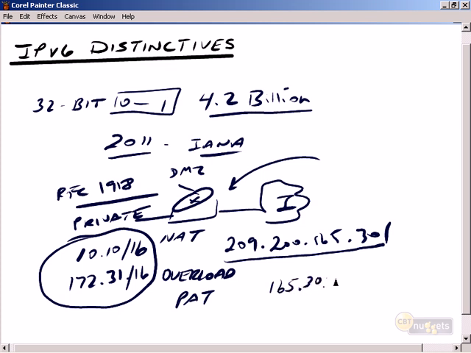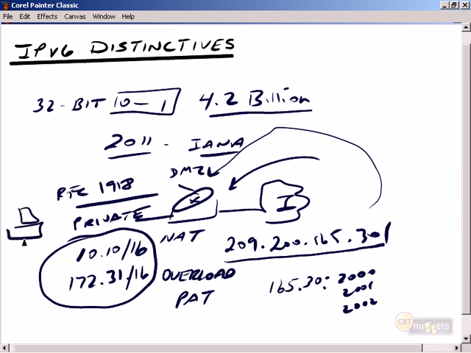So it can be 165.30 and then port numbers, so colon 2000, 2001, 2002, and so on, and we have a table on our router that keeps track of that on behalf of our inside hosts. So we've got some great mechanisms, some great workarounds to keep us going with IPv4 for quite a bit of time.